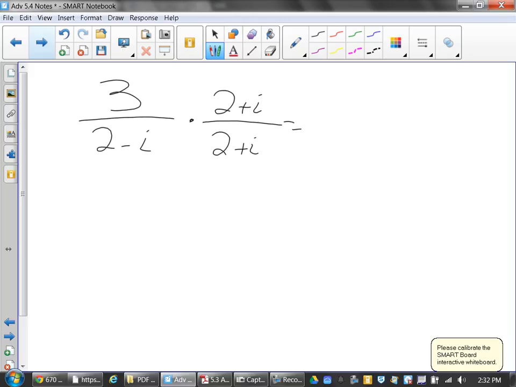Here I multiply by 2 plus i over 2 plus i, which is still 1. FOIL it. On the denominator, you get 4 minus 2i plus 2i minus i squared. I'm just writing it the long way out. Middle terms go away. Do we agree? Okay. So now we have 4 minus a negative 1, which is 5. So my denominator becomes a 5, and I no longer have an imaginary term there. That's all you've got to do.